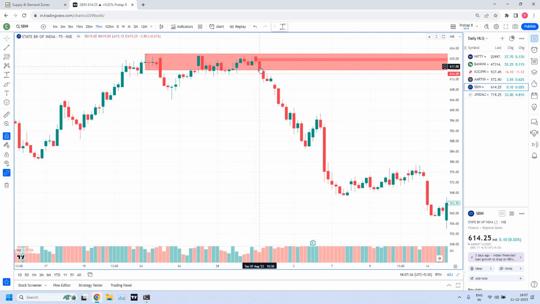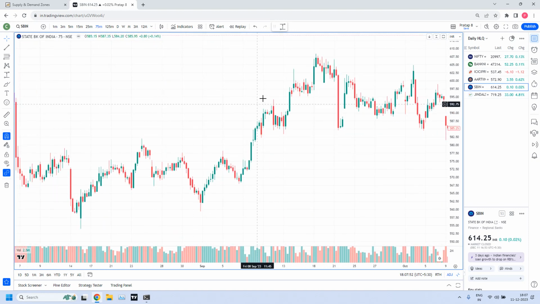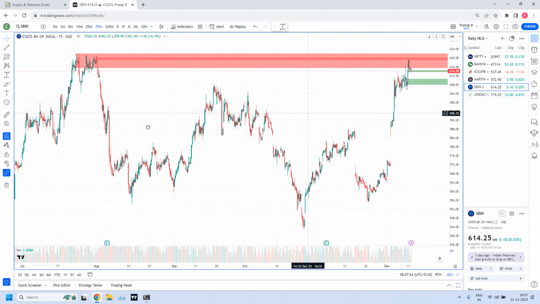What is required for us? We need a fresh 15-minute zone inside this. If a fresh 15-minute zone is there, then definitely we can believe this zone is going to work again. It is going to give one more entry. So for that, what I did, I went to the 15 minutes time frame.